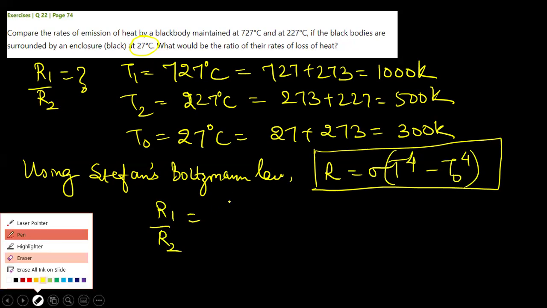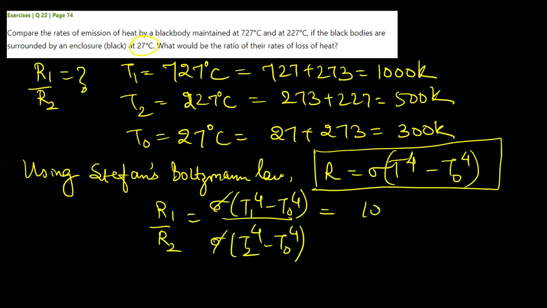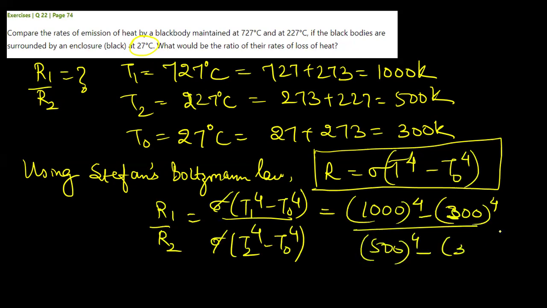This will be sigma into T1 raised to 4 minus T naught raised to 4 upon sigma into T2 raised to 4 minus T naught raised to 4. Sigma gets cancelled. T1 raised to 4 is 1000 raised to 4. So 1000 raised to 4 minus 300 raised to 4 divided by 500 raised to 4 minus 300 raised to 4. When you solve this, you get the answer nearly 18.23.